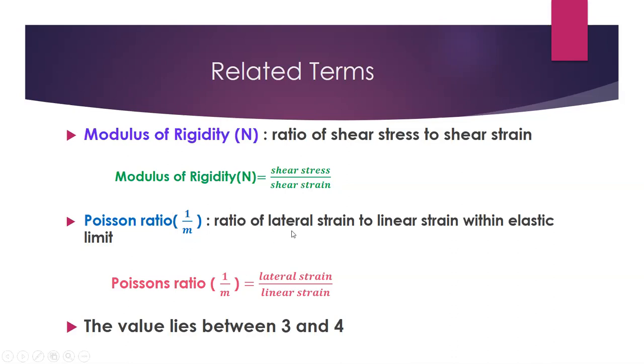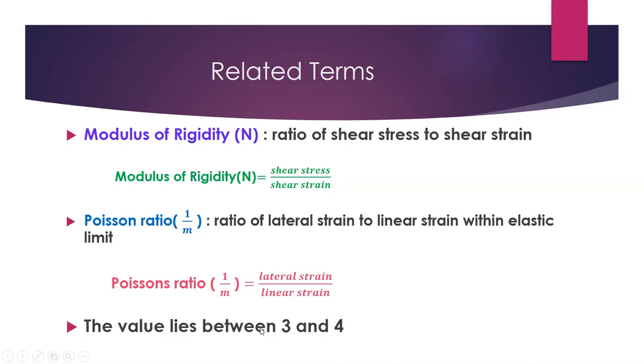It is known as the ratio of lateral strain to linear strain. So it is also a relation between strains, the lateral strain to the linear strain. Both are strains. Poisson ratio is 1 by m, lateral strain divided by linear strain. Both are strains, so it has no unit. Okay, lateral strain divided by linear strain.